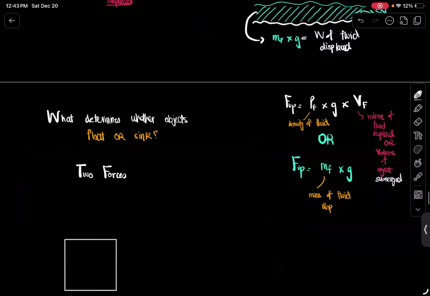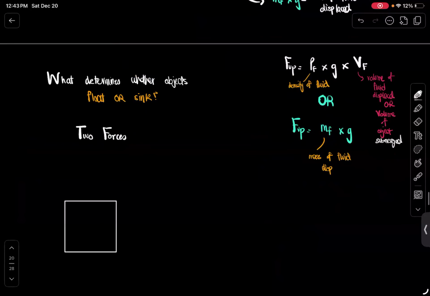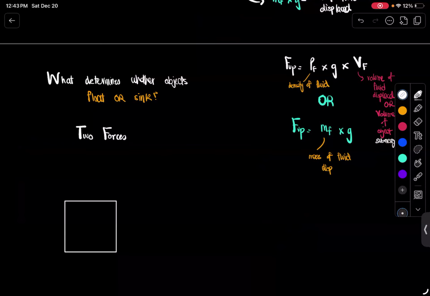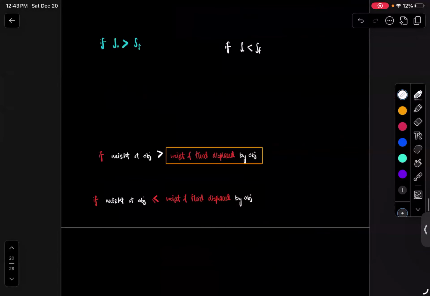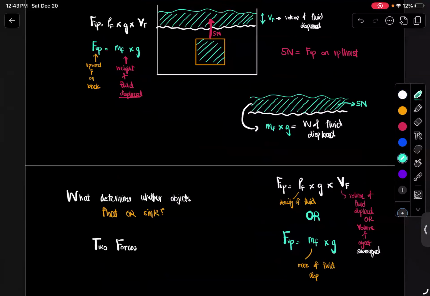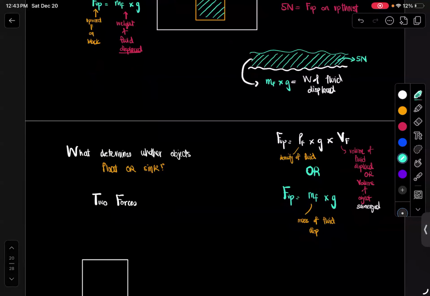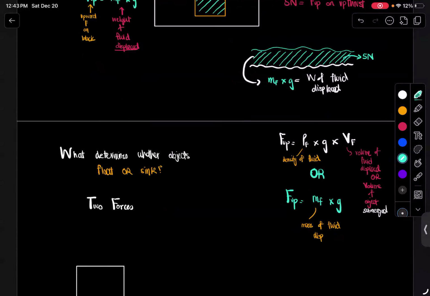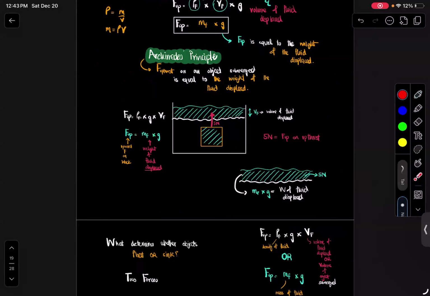Now we figured out what the value of upthrust is. Now we are going back to our original question: what is going to determine whether objects float or sink? You know what, I'll stop here. You've already got the test ahead of you as well. I'll stop here, and you can try to wrap your head around this.